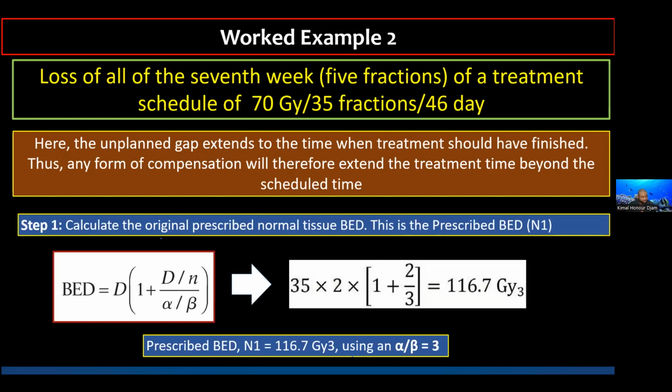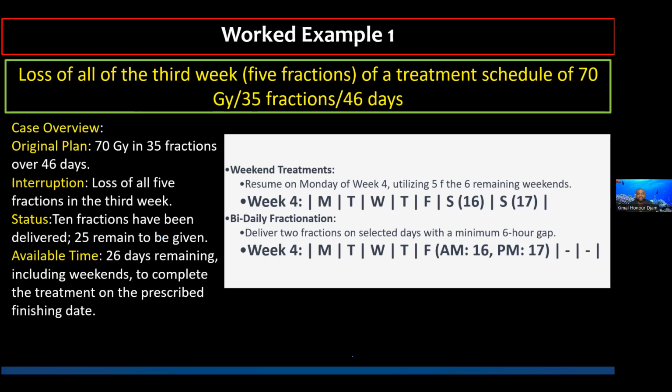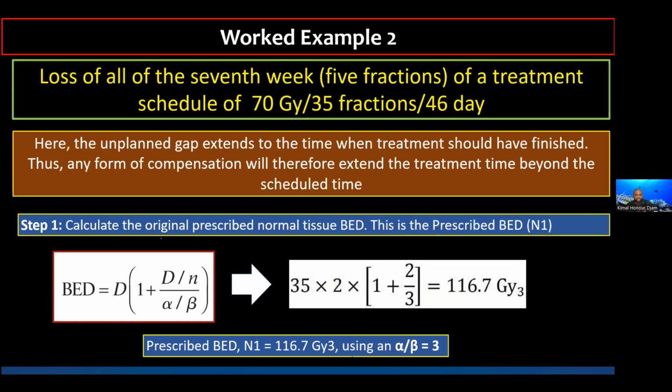In this particular case, remember the last example, there was the complete loss of all fractions in the third week, and the third week was still within the lag period. Remember, the first 3 weeks are typically slow and steady. After the third week, for the most part, for most tumors in general, the onset of rapid repopulation kicks in and the cells begin to rapidly repopulate. Now, this gap occurs after the onset of the rapid kickoff.